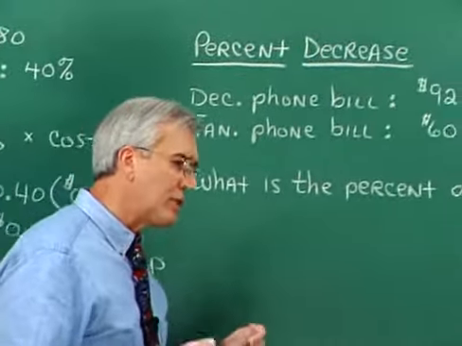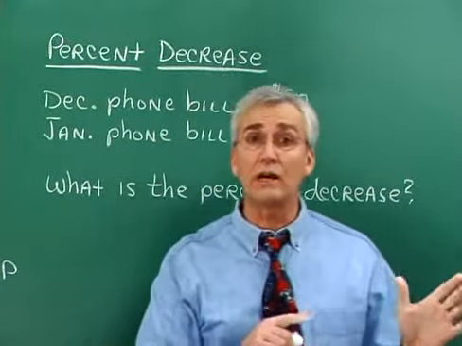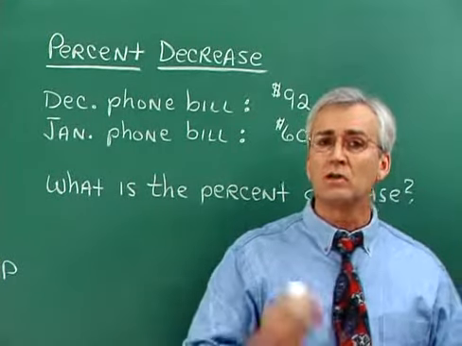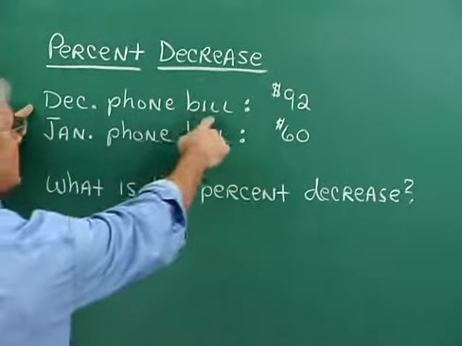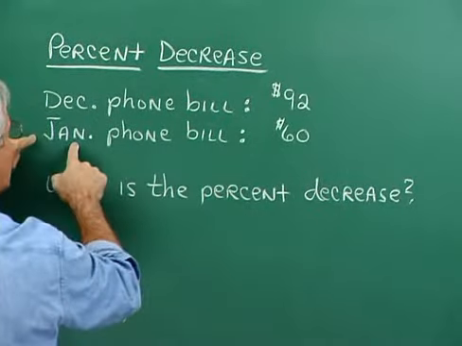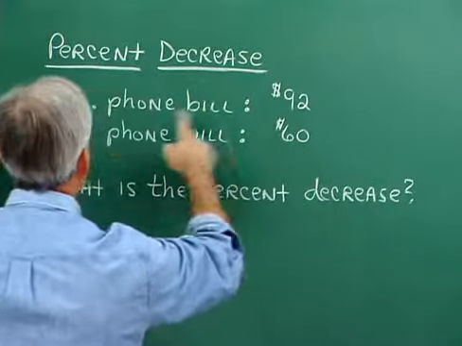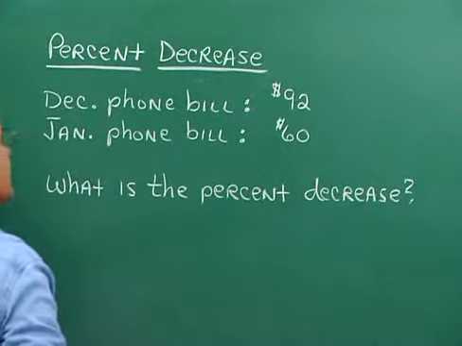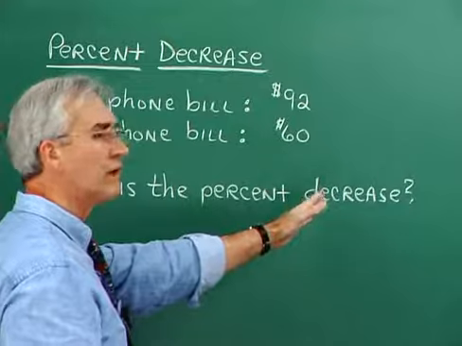Let's go to the decrease side. We've been talking about increase. We talked about percent increase, and then we talked about markup. Well, let's talk about decrease a little bit. Suppose we have a situation where the December telephone bill is $92 and the January telephone bill has dropped down to $60. In December, a lot of relatives were called and all of that kind of thing, let's say. All right, we'd like to make the calculation for the percent decrease.